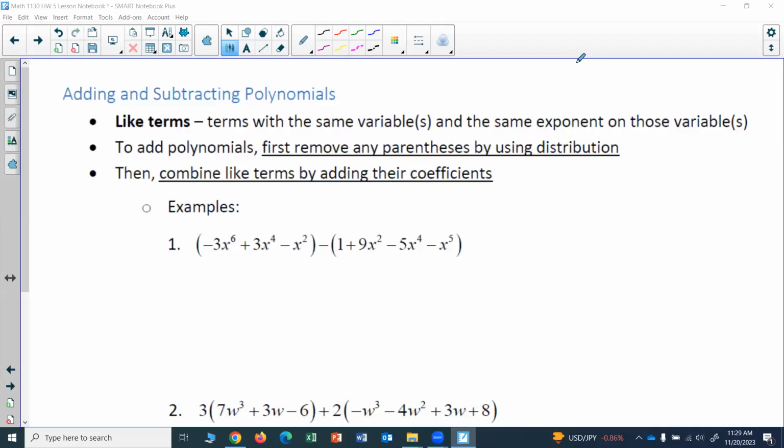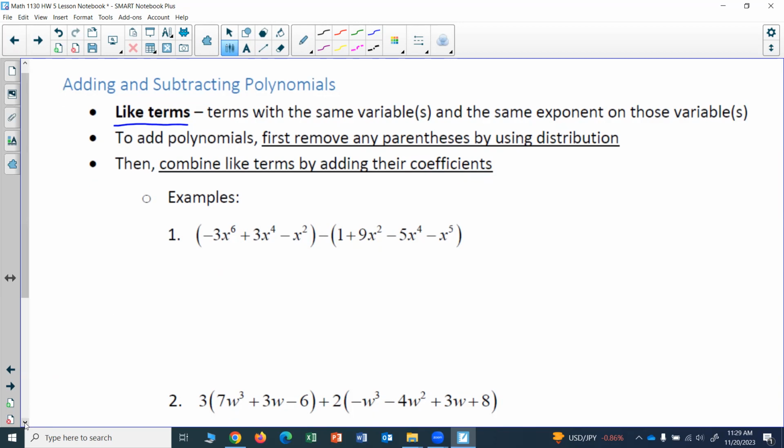In this video, we're looking at adding and subtracting polynomials. In order to do this, we have to identify what we call like terms. And like terms are terms with the same variable or variables and the same exponent on those variables. To add polynomials, first you remove any parentheses by using distribution. Then you combine like terms by adding their coefficients.